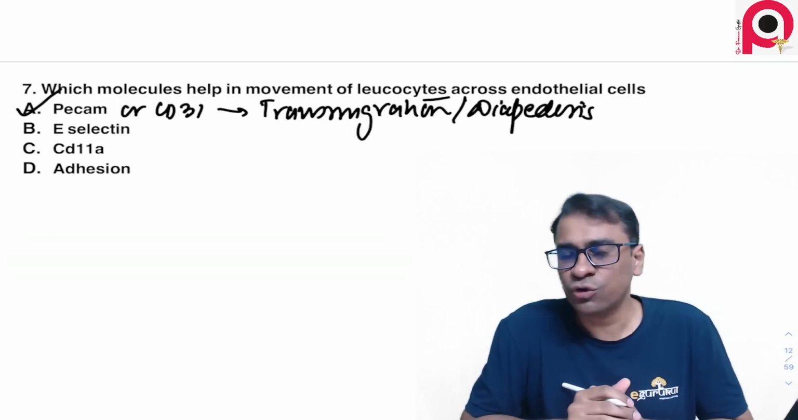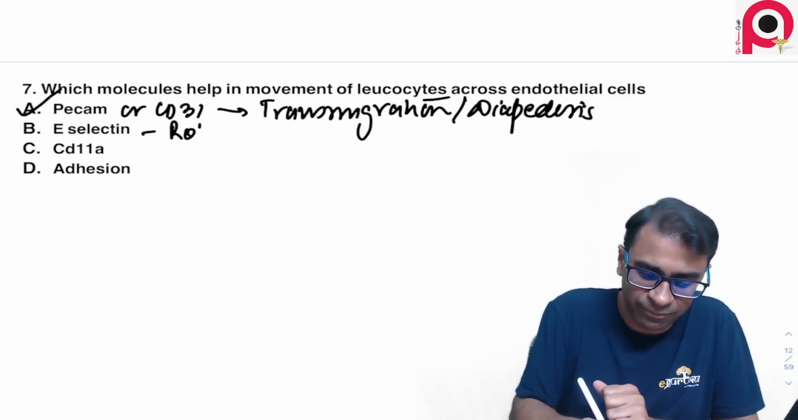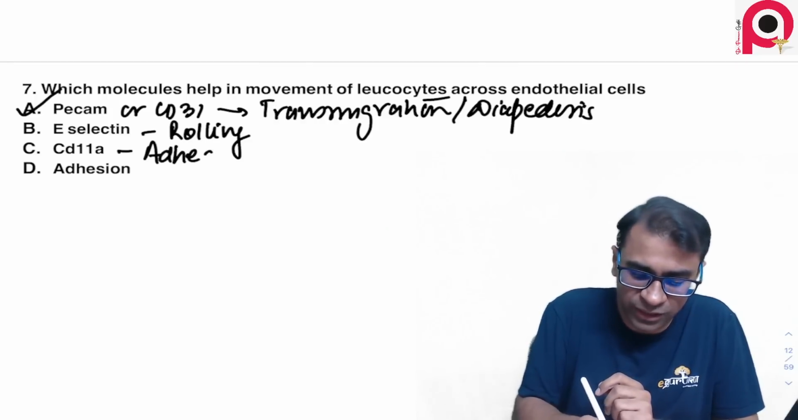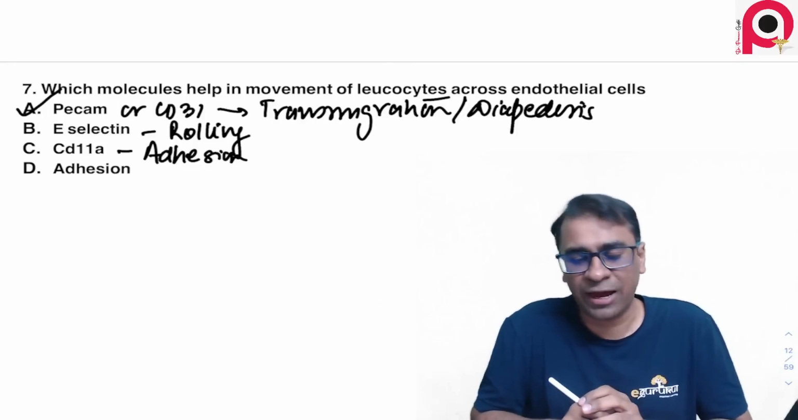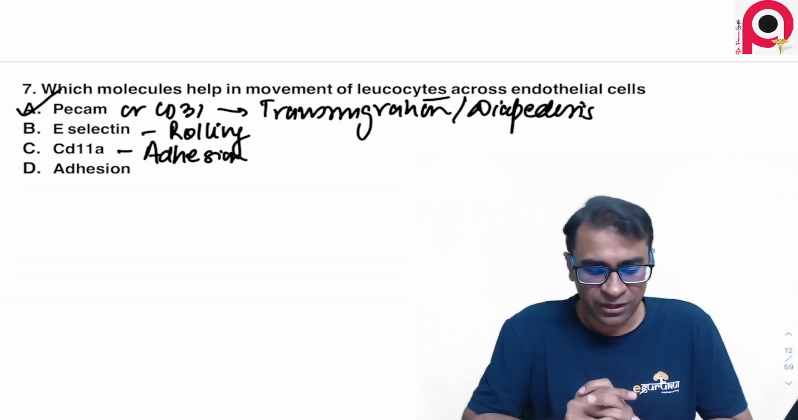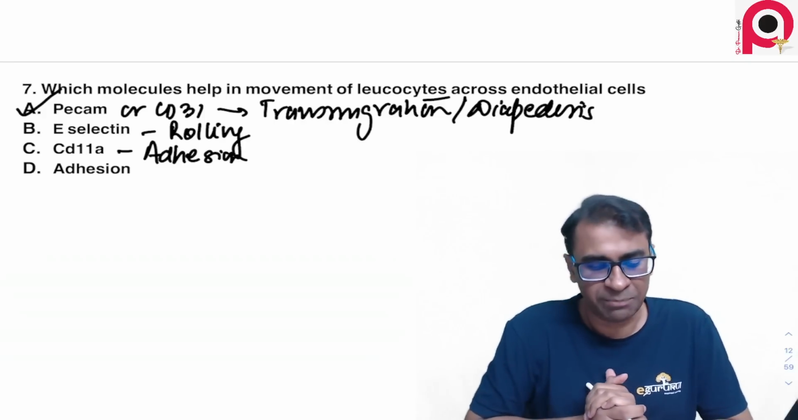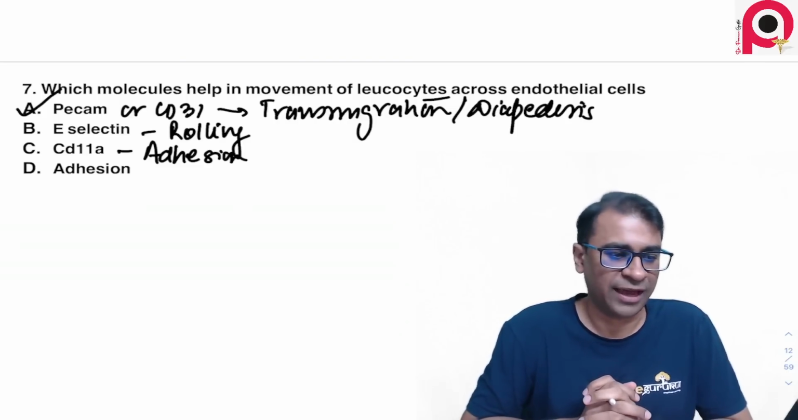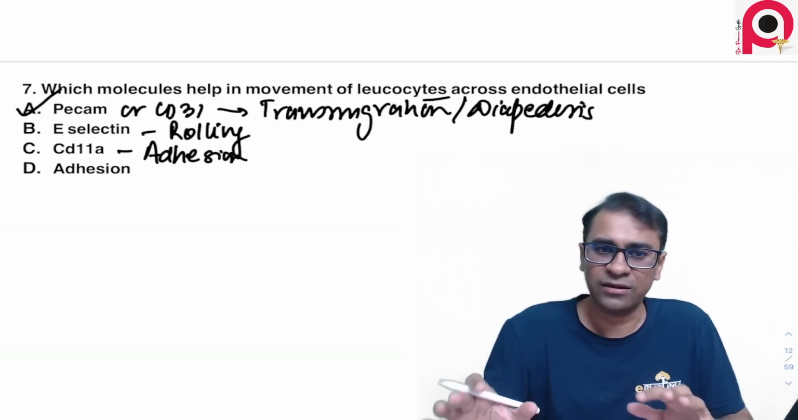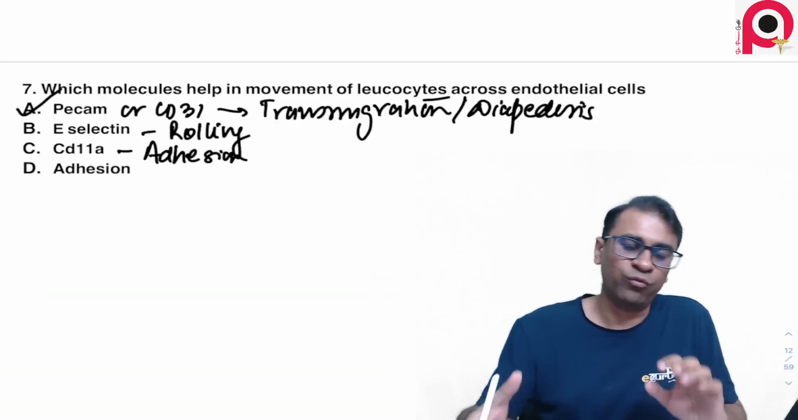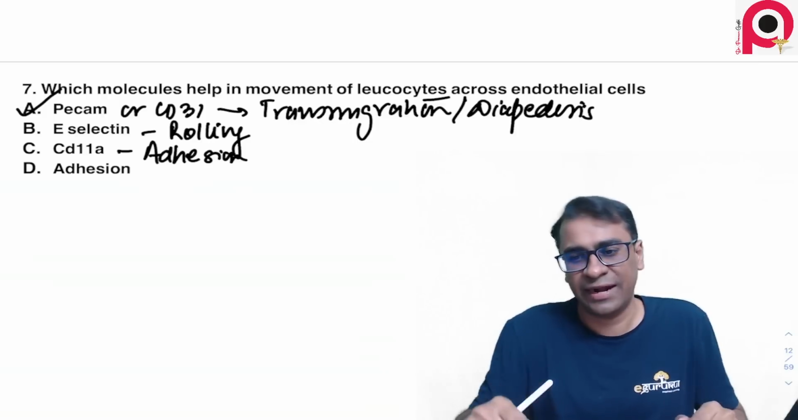E-selectin should not be the answer because selectins help in rolling. CD11A and CD18 help in adhesion. They belong to the category of LFA and MAC1, so adhesion cannot be the answer. The word adhesion was there in the question itself. For movement across the endothelium, the answer should be PCAM. CD31 is the other name for PCAM, and the full form is platelet endothelial cell adhesion molecule.